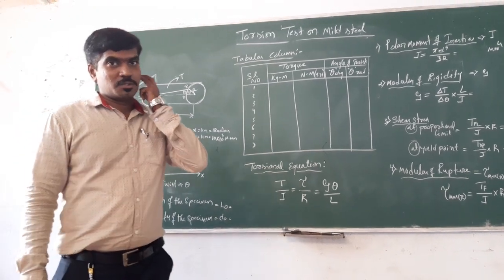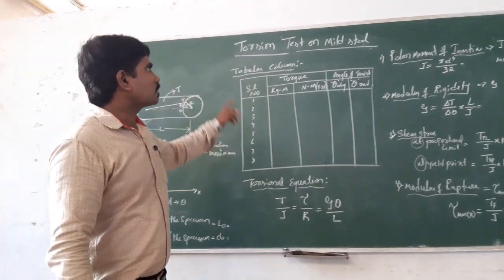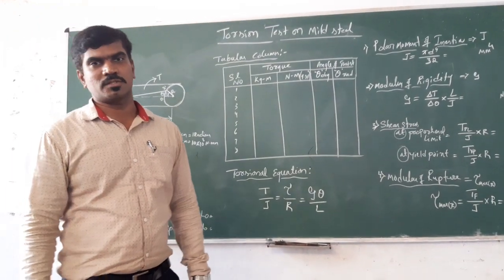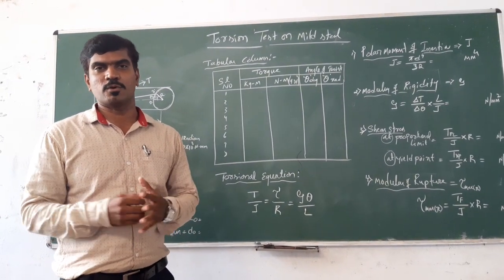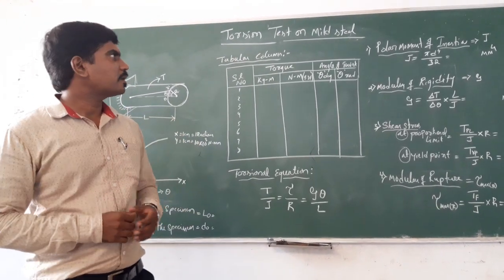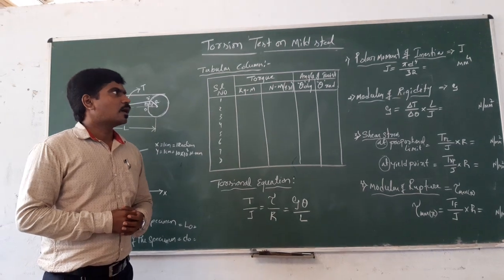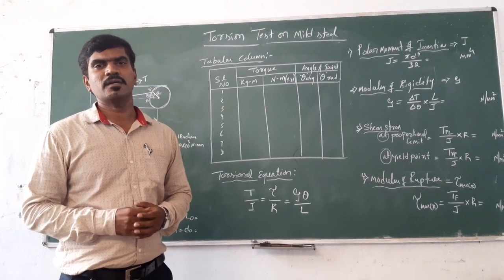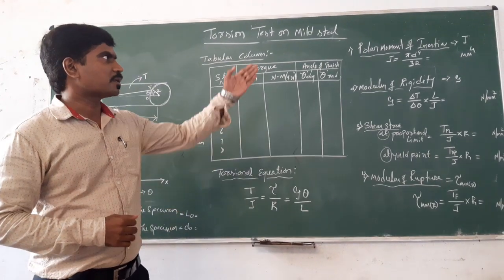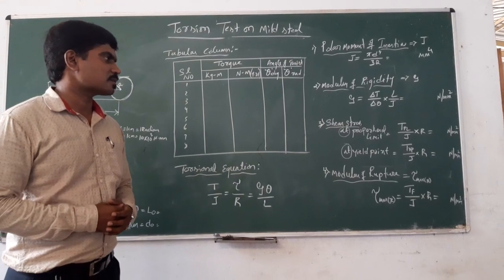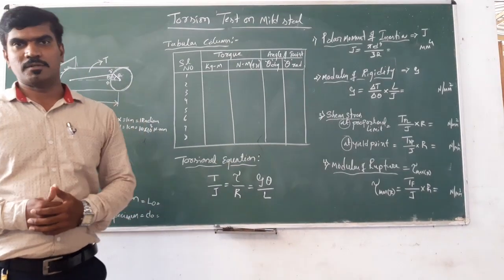So good morning friends. Today I am going to explain the torsional test on mild steel. First you have to know what is meant by torsion. Torsion means a twisting force applied on the specimen. The main aim of this experiment is to analyze the mechanical behavior of mild steel, that is by knowing the polar moment of inertia, modulus of rigidity, shear stress and modulus of rupture.